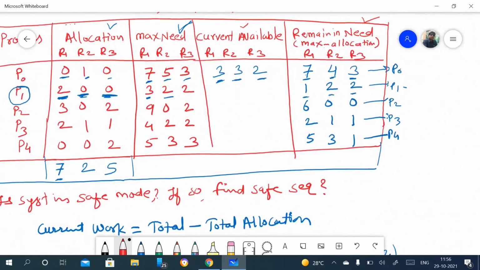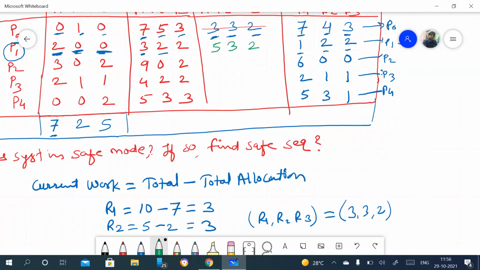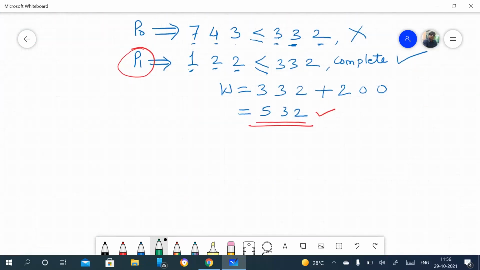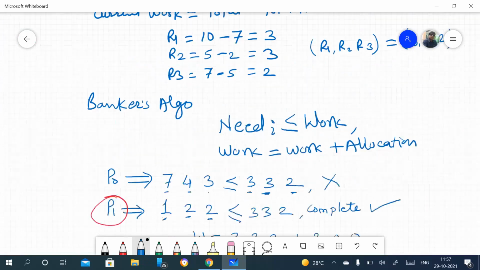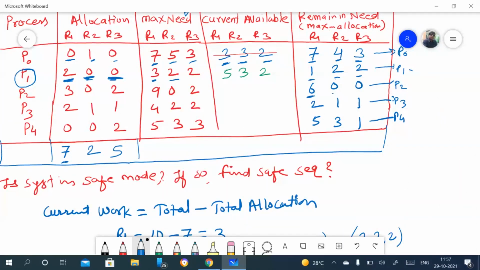So now I'll just use this pen. 5, 3, 2. Right? Or actually it's not required to write here. If you're writing it in the problem, that is again okay. Now we'll just go for the P2 process. For the P2, the maximum need is 6, 0, 0. You can see here, this is 6, 0, 0.